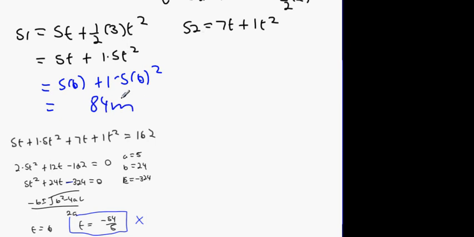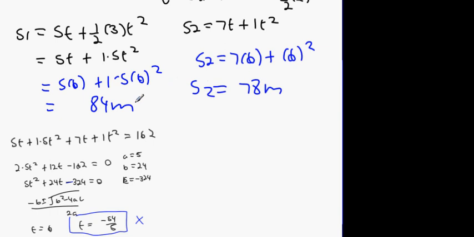If the second one checks out, what should it be as well? Should also be 84, shouldn't it? Because both of them add up to 106. Oh, sorry, they add up to 162. So it should be 78 if we've done this properly. So 7 times 6 plus 6 squared, and that is in fact 78 meters. So both your distances add up to the correct amount.